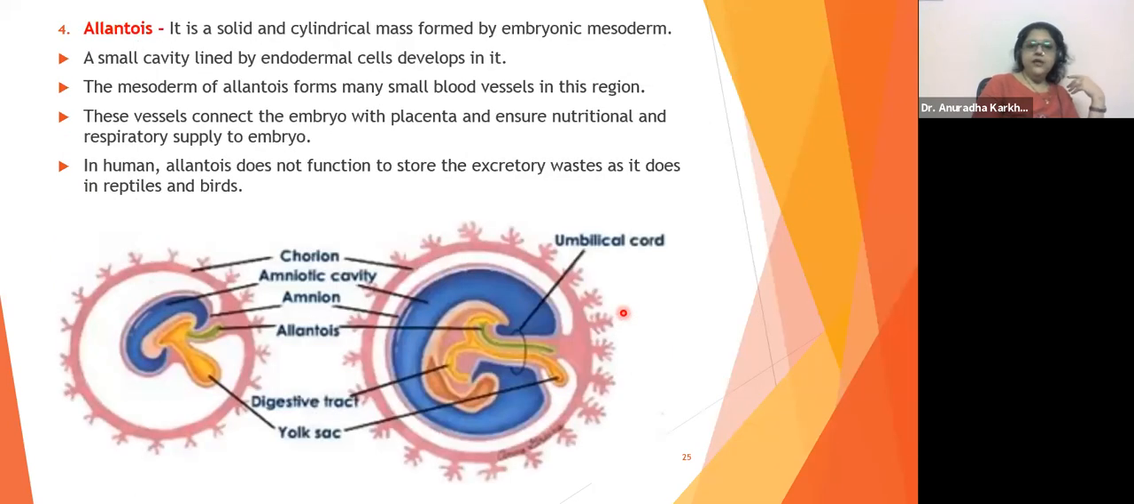Allantois understood, but allantois is very important. It's going to have the blood vessels. Very important is allantois.